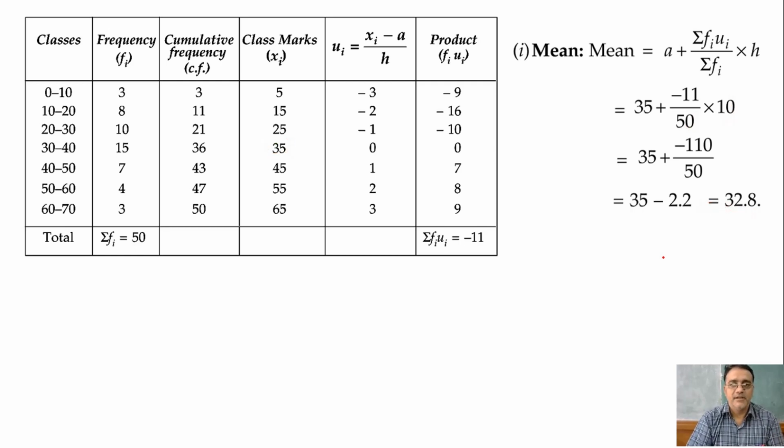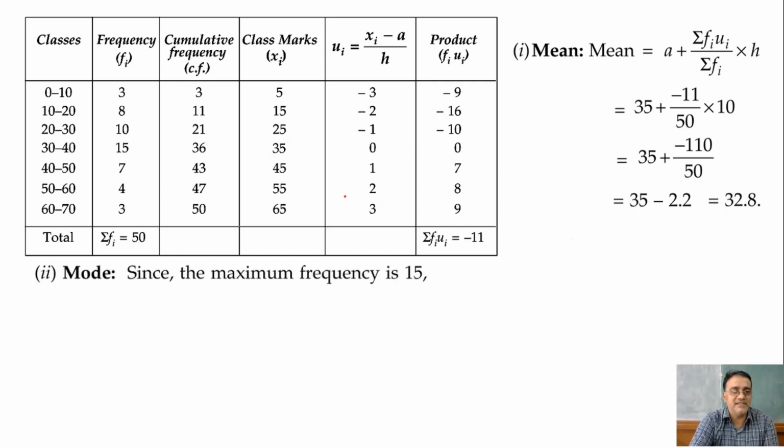Any doubt in mean? No. Okay. Now we have to find the mode. The maximum frequency is 15, so this is F1. The one before F1 is F0, and the one after F1 is F2. The class with the maximum frequency is the modal class. And what is the value of L? 30. And what is the value of H? 10. We'll substitute all the values.